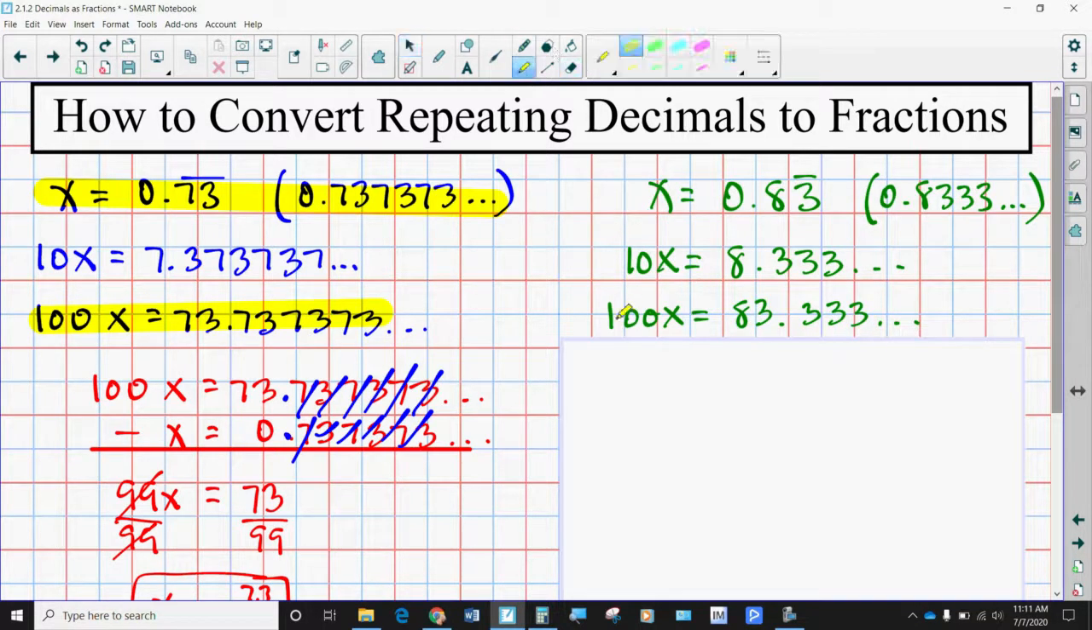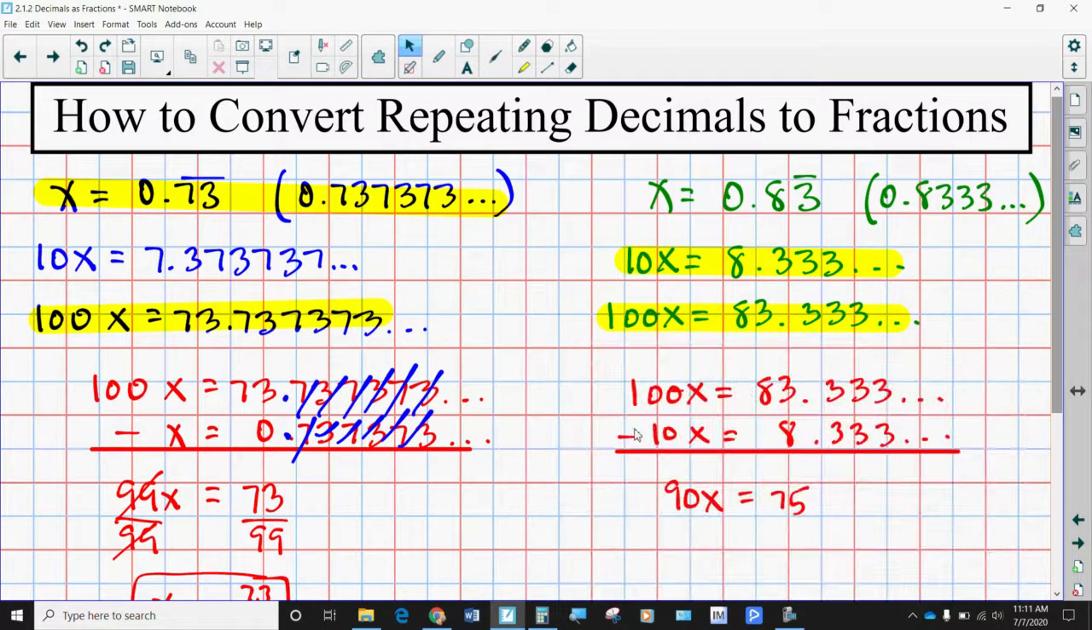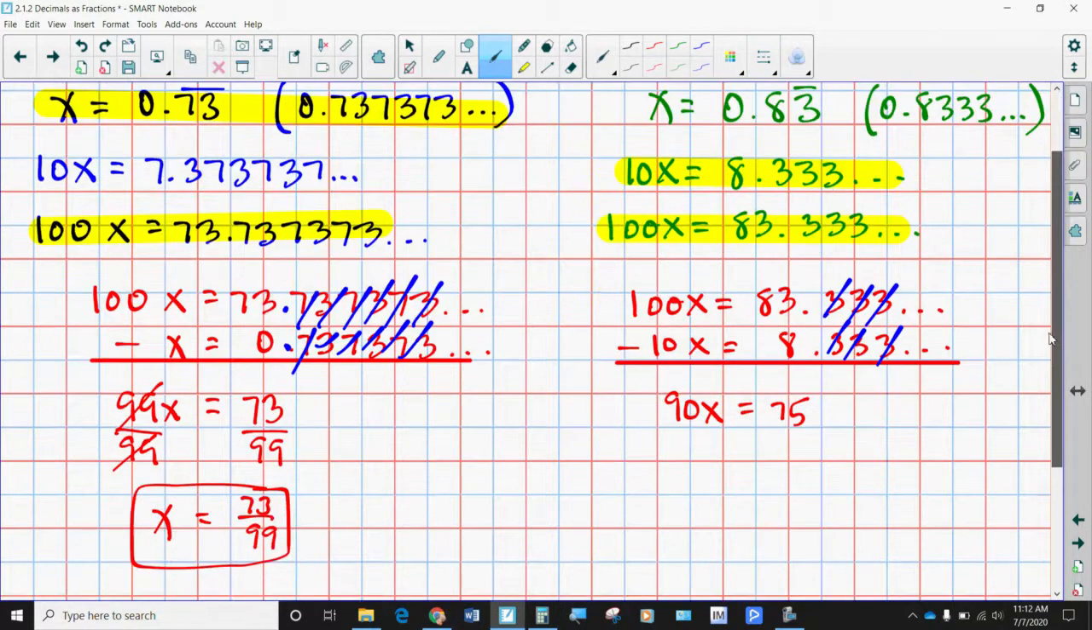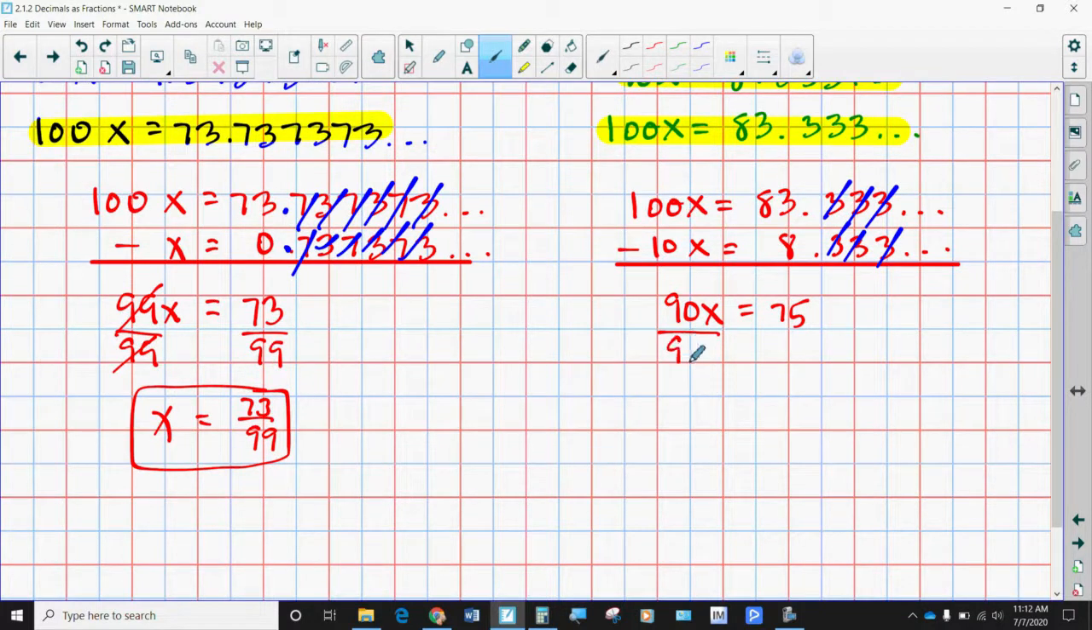Now in this case, these are the two equations that we want to work with, because these are the two equations where all of the digits line up perfectly in the decimal places. So we're going to take 100 x's and take away 10 x's to give us 90 x's, and then when we take 83.3 repeated and cancel out all of the decimal parts because they line up perfectly, then 83 minus 8 is 75. So let's finish this process. Let's see what fraction this is equal to. We're going to divide each side by 90, and while x is equal to 75 over 90, that is not in simplest form.